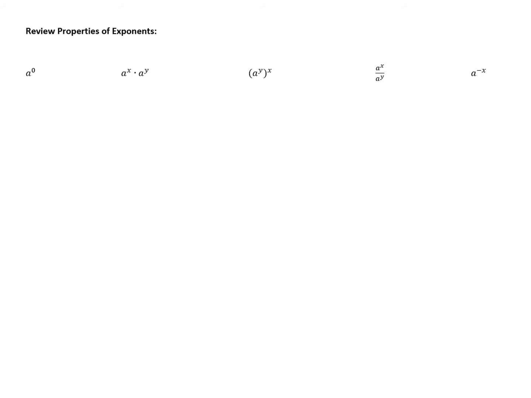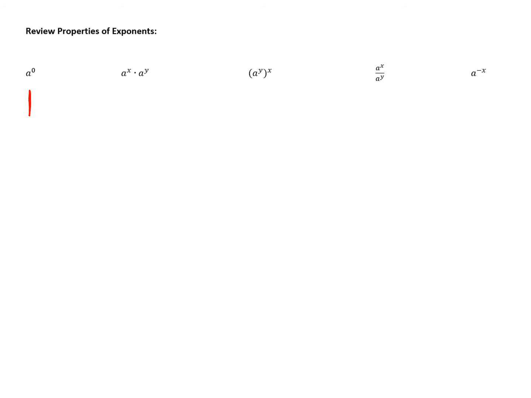So the first one is a to the 0, and if you remember, anything to the 0 power equals 1. On your calculator or in Desmos, you can also do that. Type in any number, raise it to the 0 power, press enter, and you will see that it gives you 1.